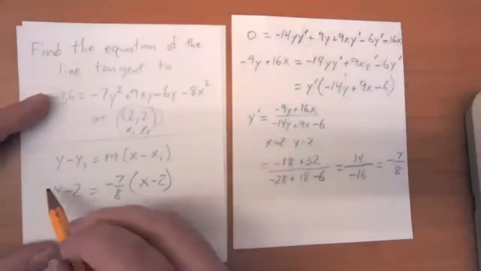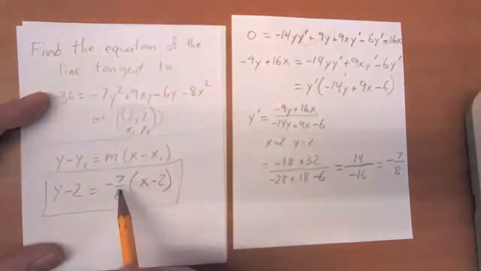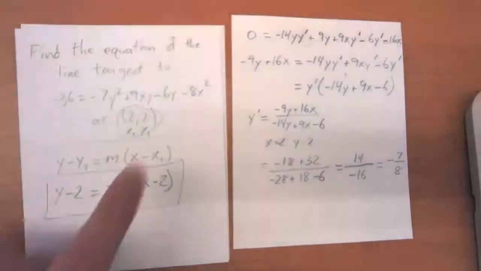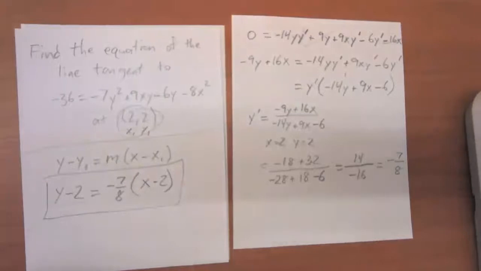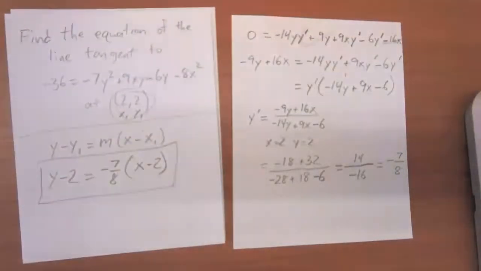So that is a perfectly fine way. I have given an equation of the line that's tangent to that curve at that point. I don't need to turn this into point slope form. If I do, there's a chance I might make some mistake, and so I don't want to do that. So there is the answer to my question.